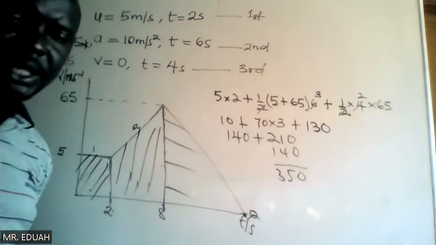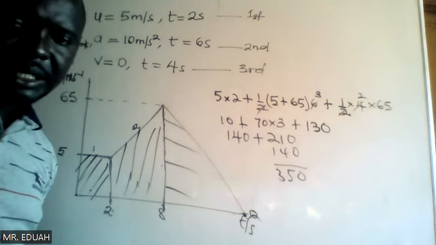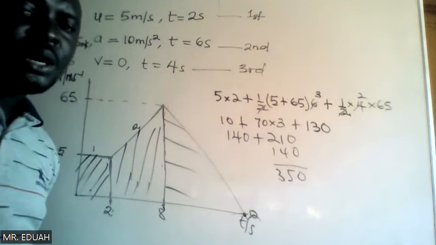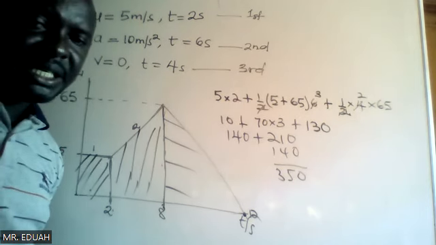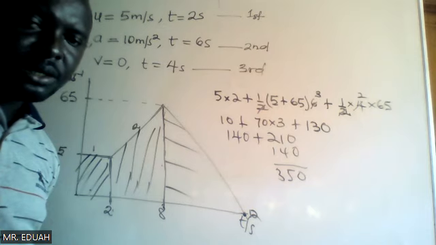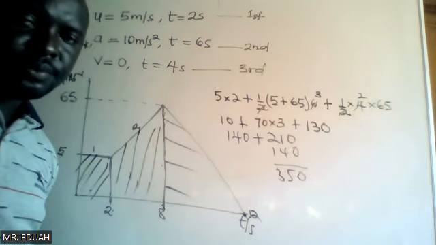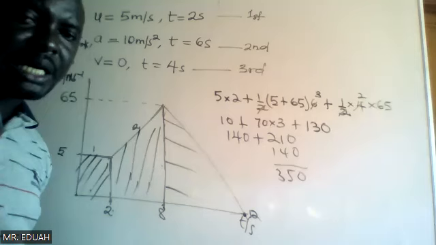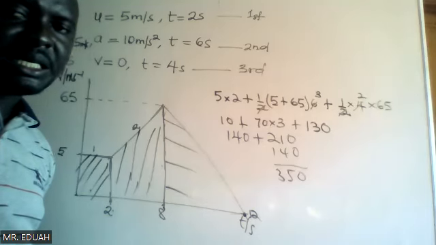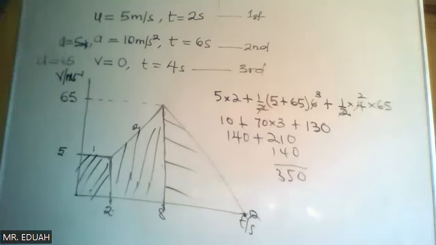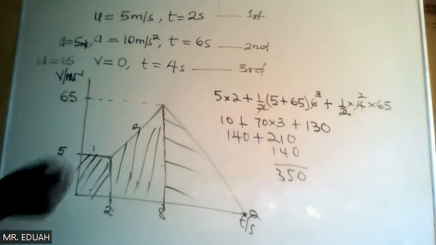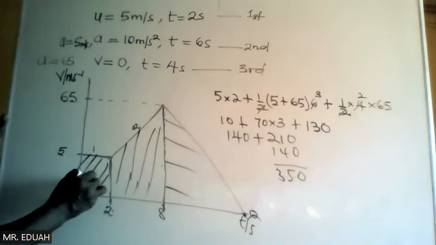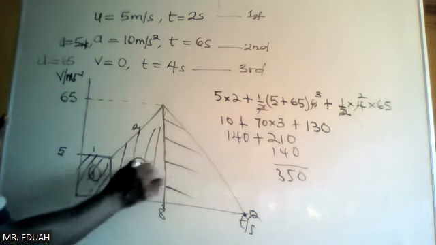How many of you got this? How many of you got a total distance of 350? Mr. Edia, please, can you come again? I'm looking at the total distance. Come again on the total distance. Yes, please. You see, we have three different areas: 1, 2, 3.